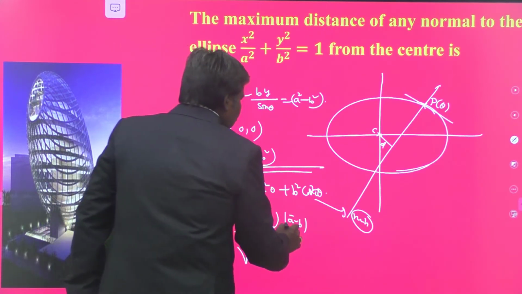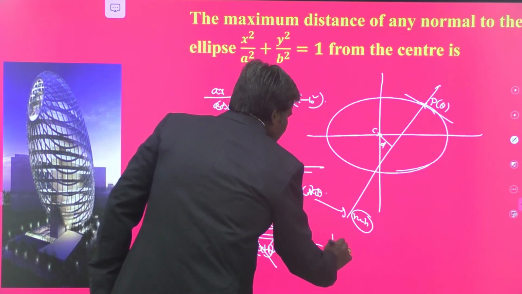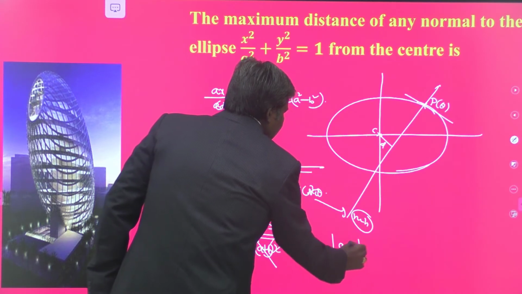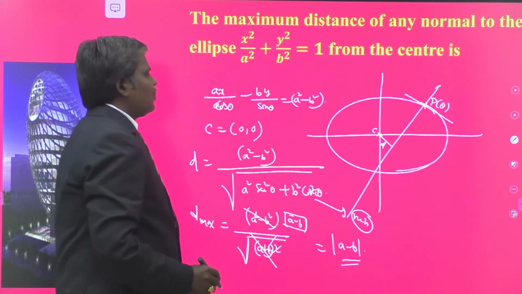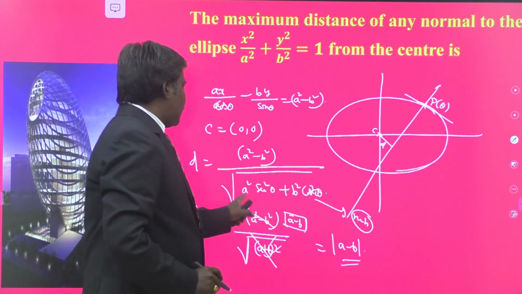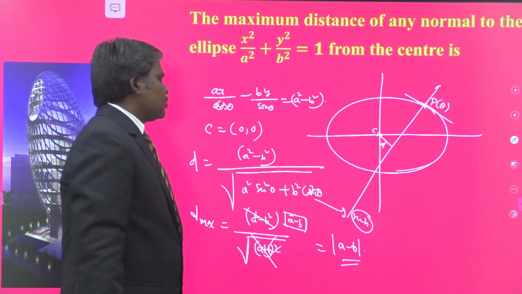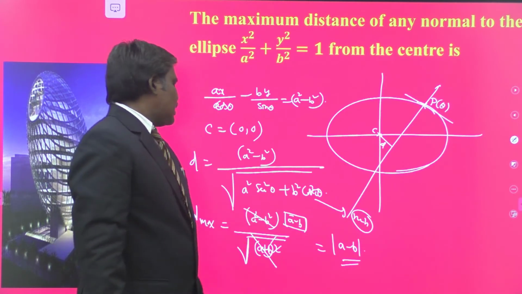A plus b cancel out how many times? A minus b times. That is, modulus of a minus b is your maximum distance from center to the normal. So this is a well-familiar formula. The minimum value of a square secant square theta plus b square cosecant square theta is a plus b whole square.